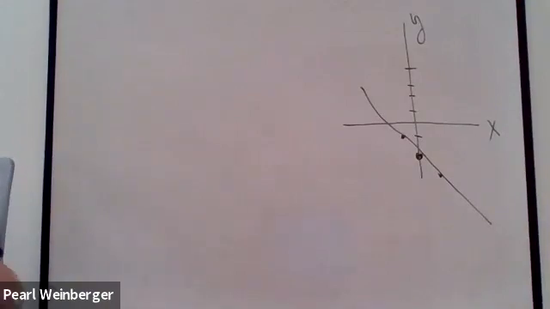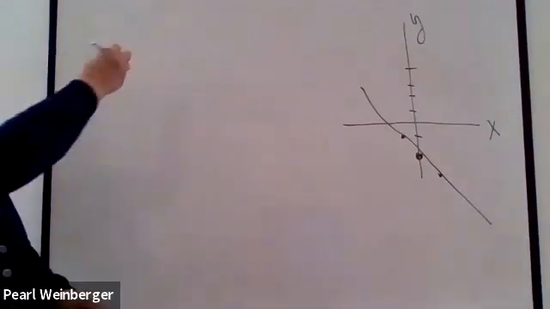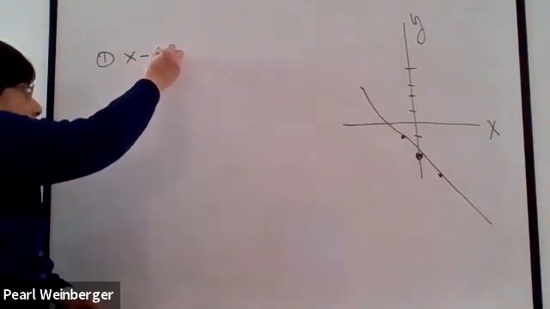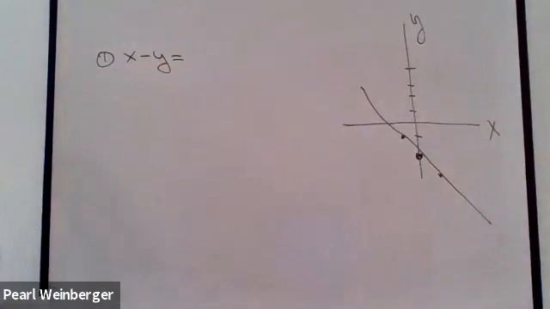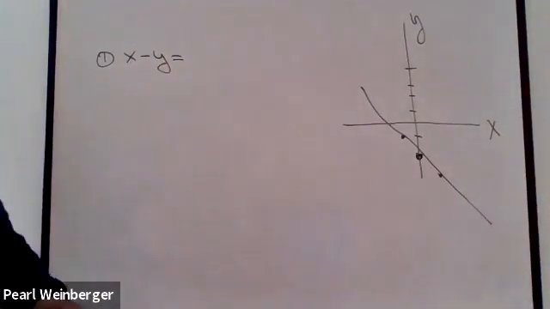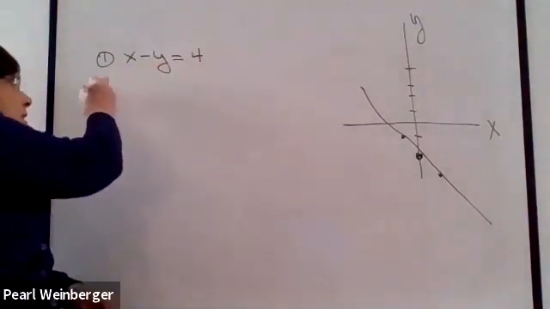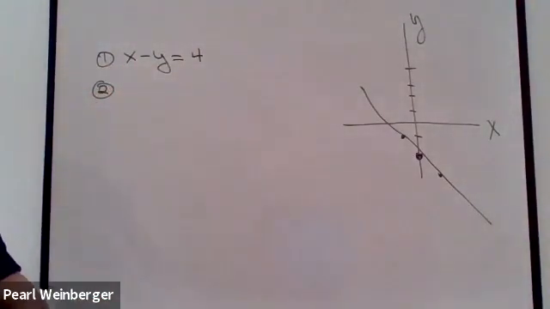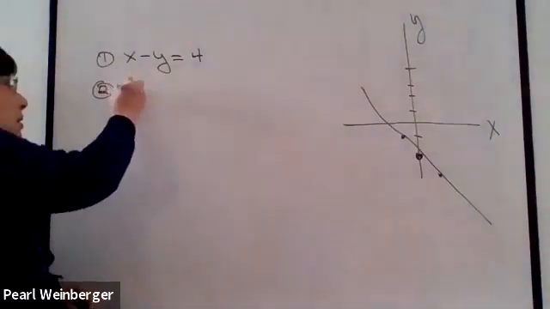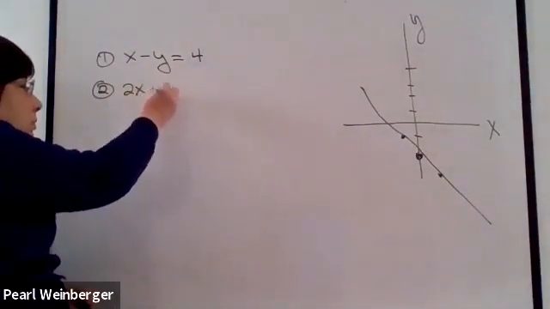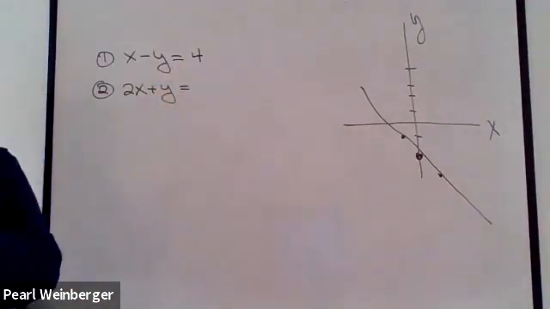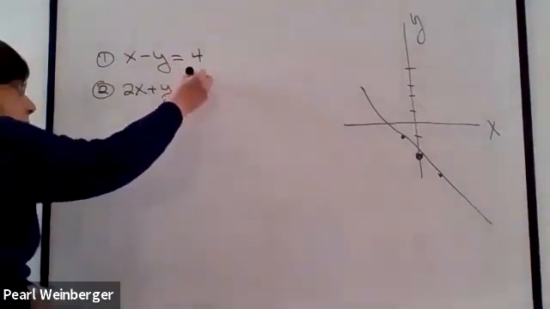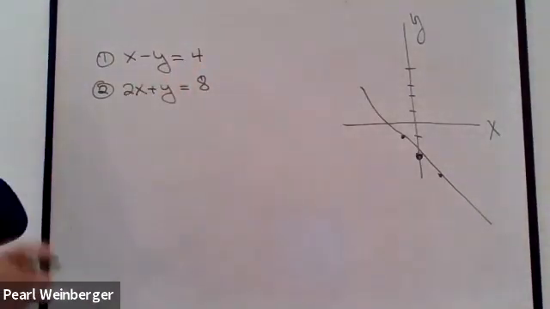Let's say I have this equation. The first equation that I have is x minus y equals 4. And my second equation that they're giving me is 2x plus y equals 8. Okay, so this is definitely a system of equations.